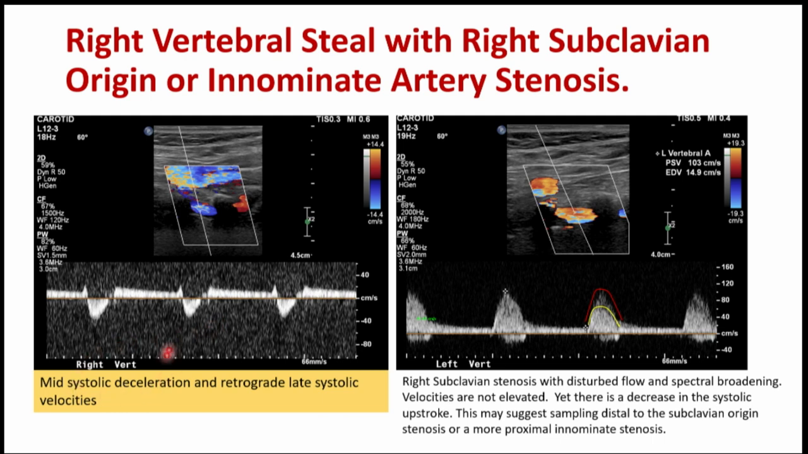Again, mid-systolic deceleration and retrograde late systolic velocities in a patient with subclavian artery stenosis. What do we see here in this waveform? You know, we see almost two waveforms. You see the subclavian waveform, then you see some of that turbulence that we may be able to pick up.